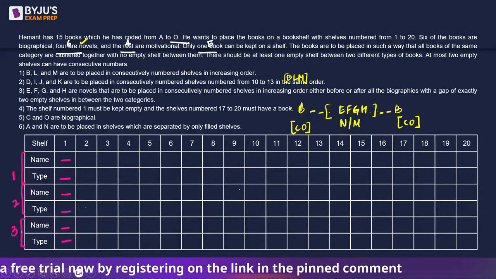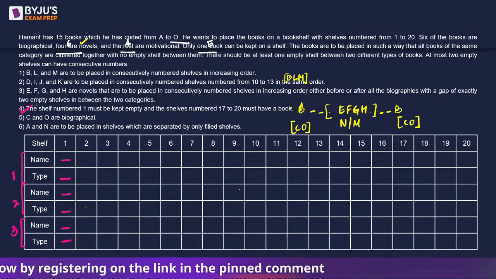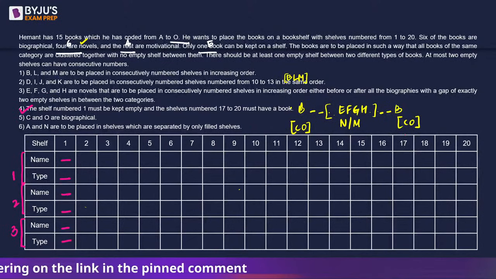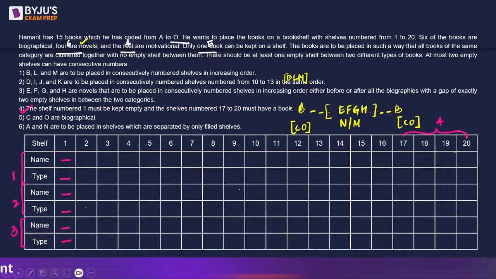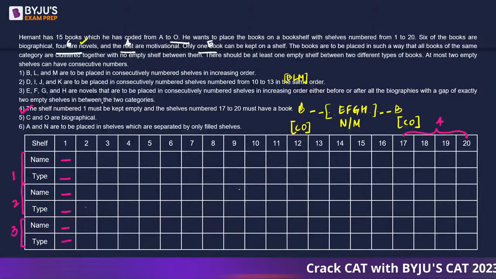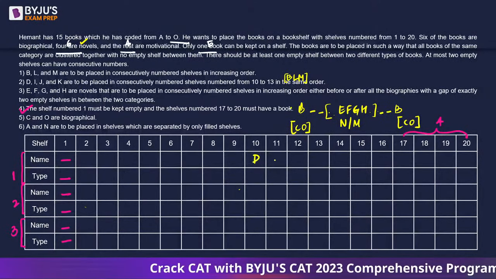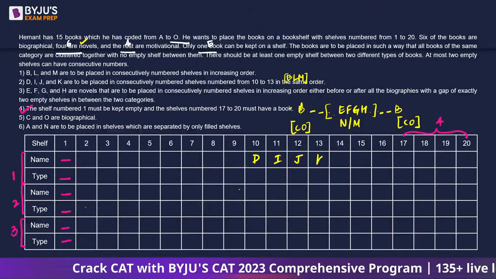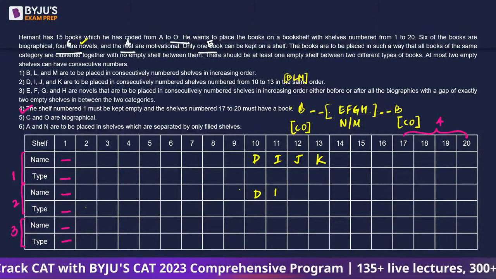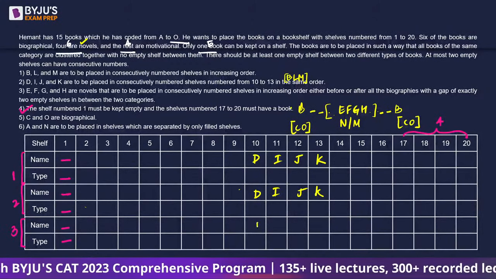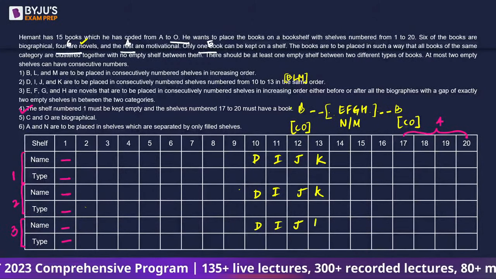Next it says 70 to 20 they need to have a book. So we are going to have 4 books at least here, right? So we can't leave it empty, so we will not have a combination there. The next thing that we know is D, I, J, K are to be placed in 10 to 13. So we will have D, I, J, K. This is fixed. D, I, J, and K.